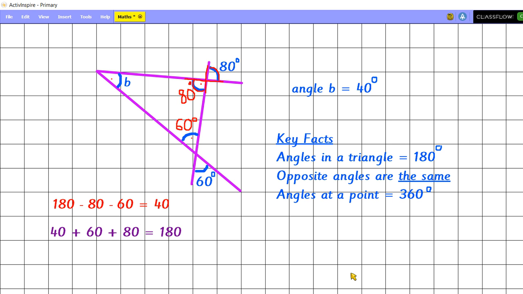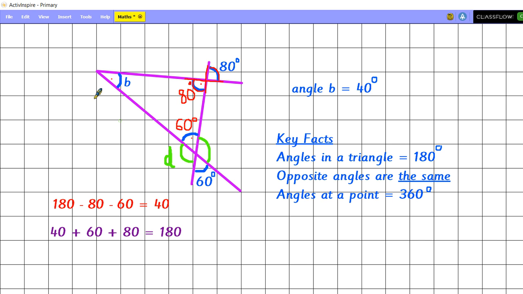Okay, before we move on to the next slide, as a little bit of a challenge, I'd like you to pause the video, please, and tell me what this angle is. I'm going to call this angle C. No, I'm not, because you struggled to see C. I'm going to call it angle D, okay? Don't forget, angle D is directly opposite this.